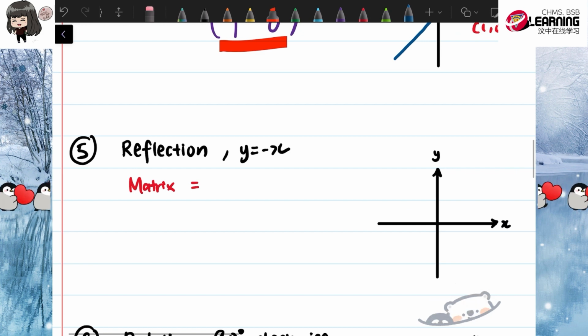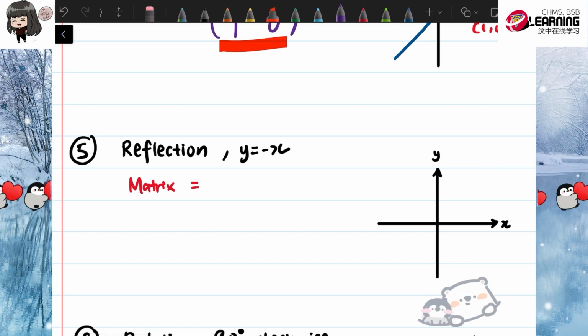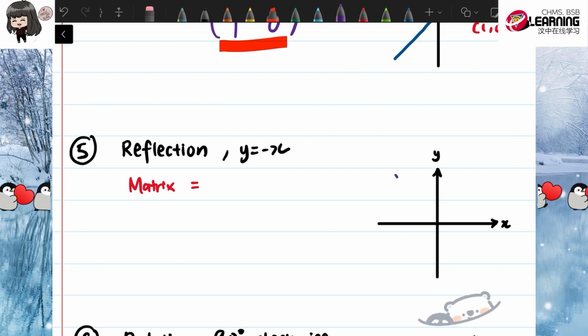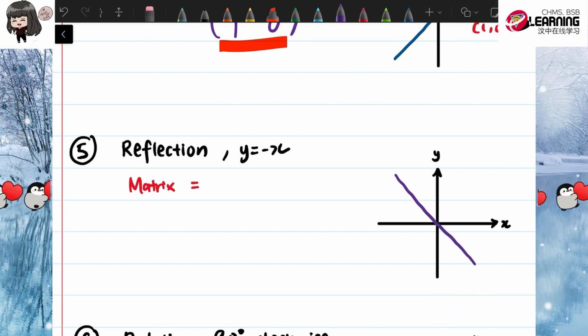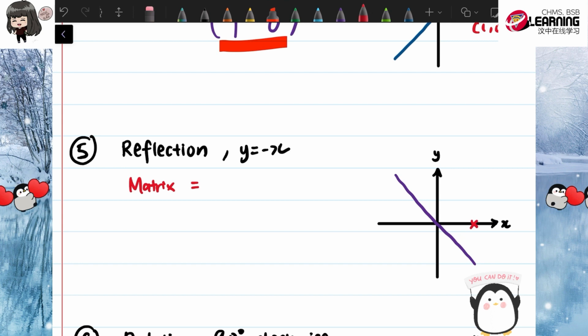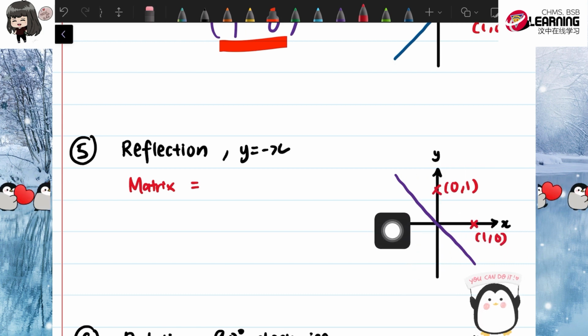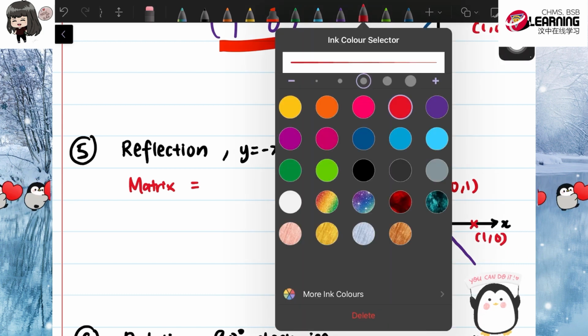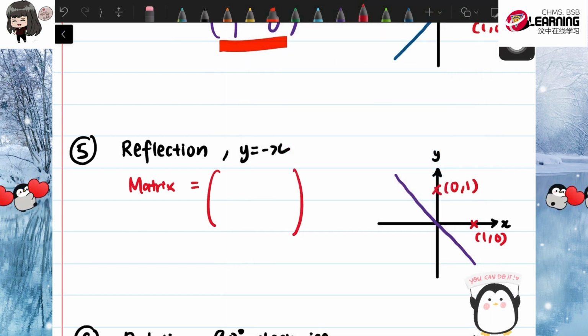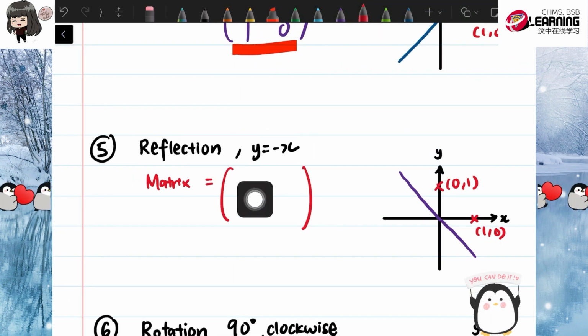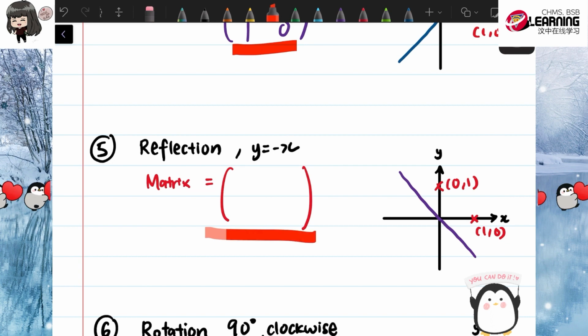Question 5, I want you to find it on your own, but I can tell you where y equals negative x is. It is here. Remember your standard points are (1, 0) and (0, 1). You start off with (1, 0) first, and then (0, 1). So (1, 0) will reflect here, and (0, 1) will reflect here. What is the matrix that represents this reflection in y equals negative x? I want you to write it down.